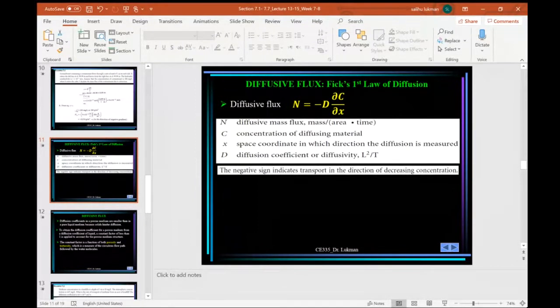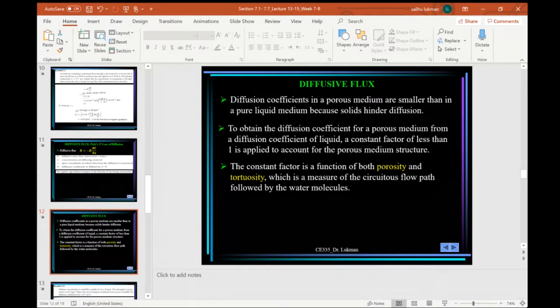D is the diffusion coefficient, or diffusivity, whose dimension is L squared per T. The negative sign indicates transport in the direction of decreasing concentration. The diffusion coefficients in a porous media are smaller than in a pure medium because solids hinder diffusion. The solid matrix of the porous media hinders diffusion.